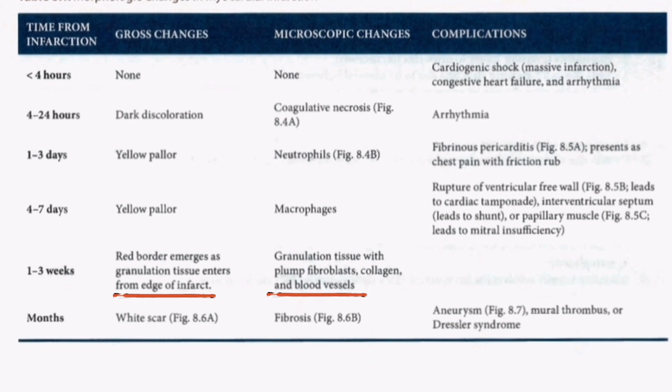The microscopic changes in this case are super high yield to remember from the exam point of view. Next, if it takes months, there will be a white scar on gross examination, and microscopically there will be fibrosis, because the granulation tissue with plump fibroblasts, collagen, and blood vessels then converts into fibrosis. So these are the morphological changes in myocardial infarction.